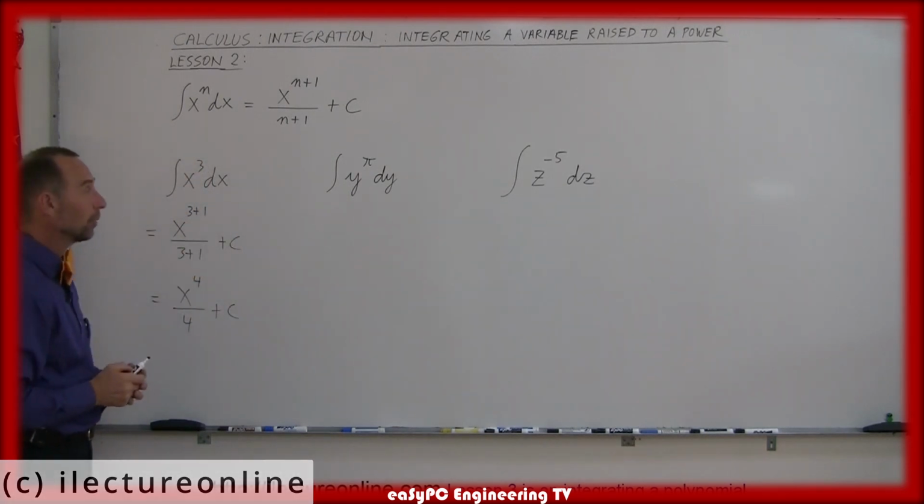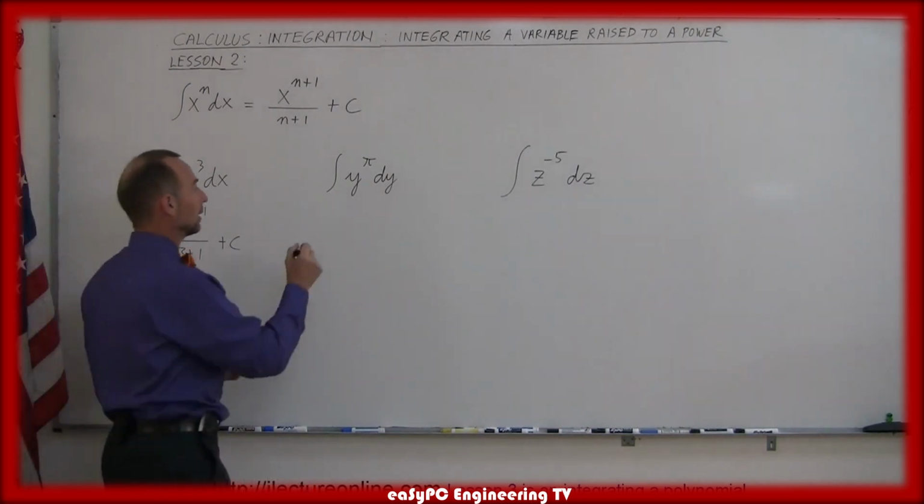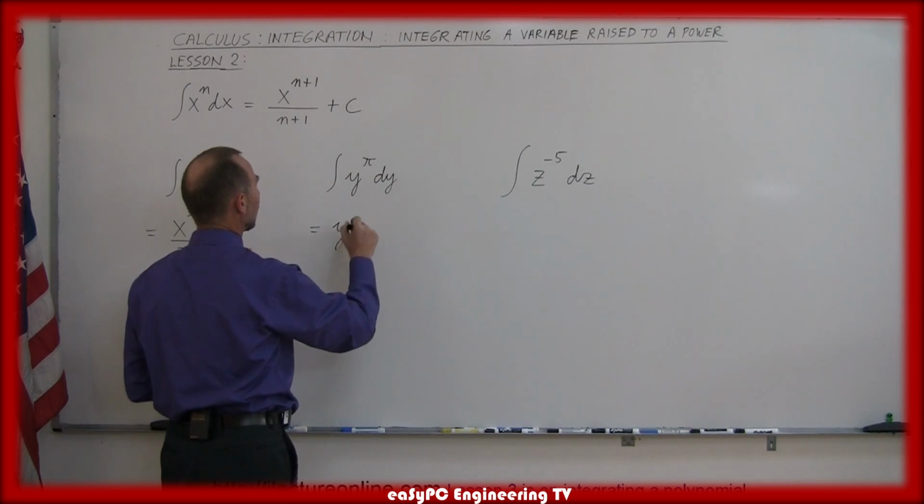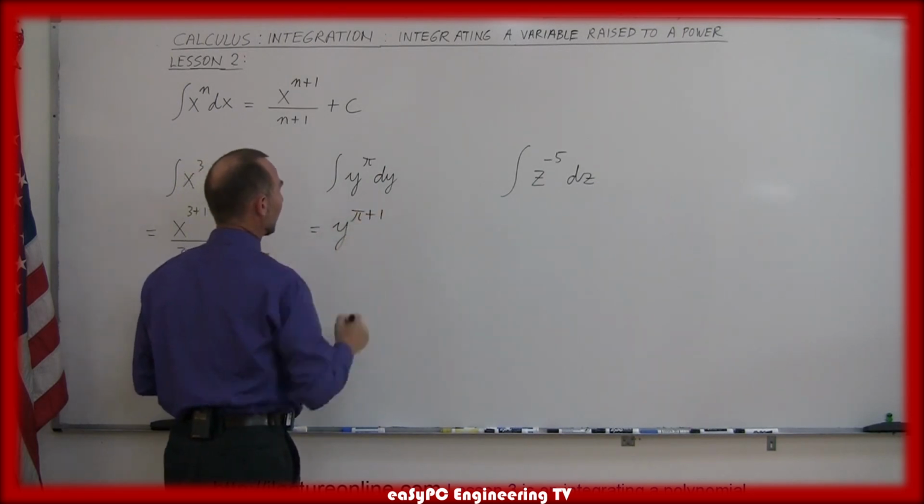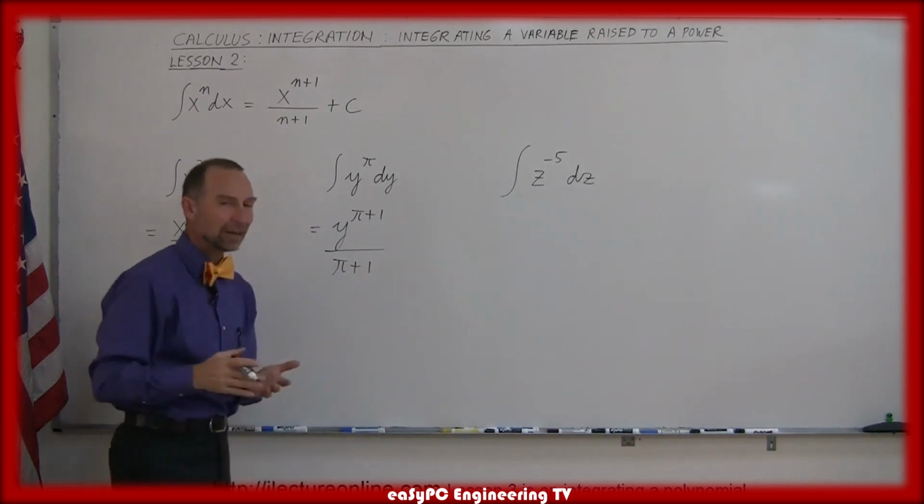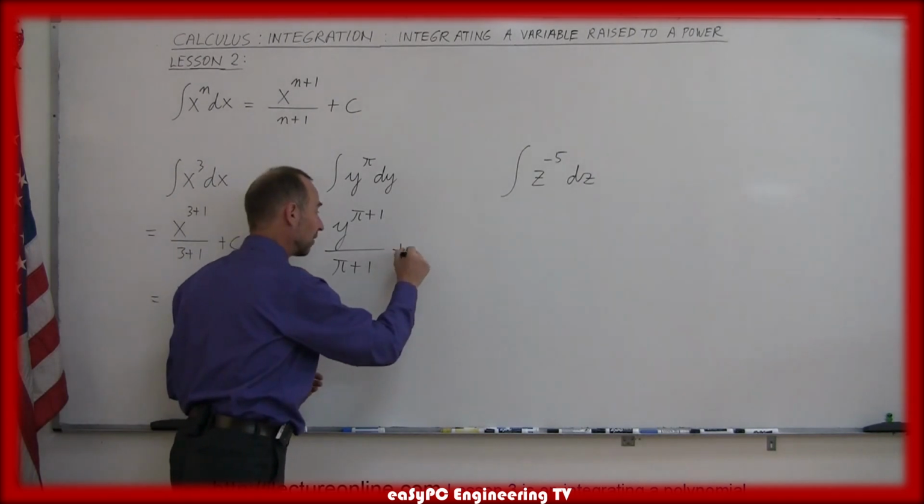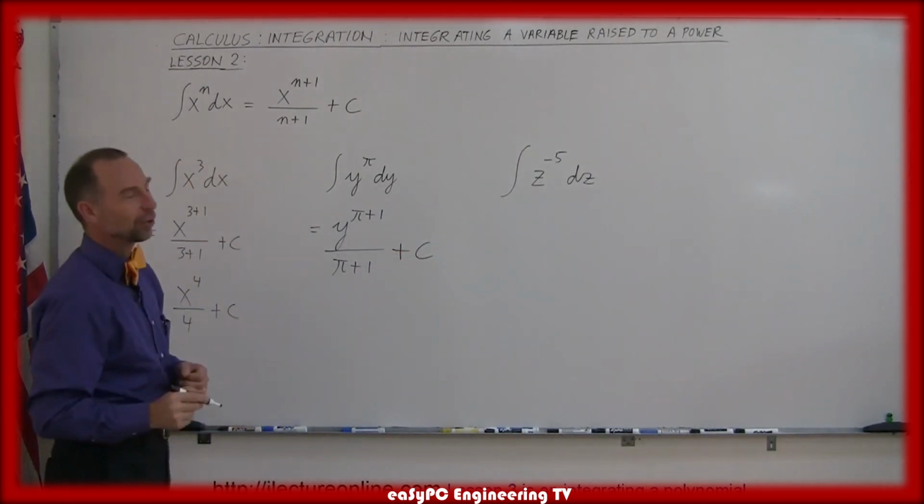All right. Here we have another example. Pi is a number, so y raised to the pi power dy. The integral of that is equal to y to the pi plus 1 divided by pi plus 1. So here we cannot readily add 1 to pi, and so we're just simply going to write it like that. And of course, don't forget the constant of integration.